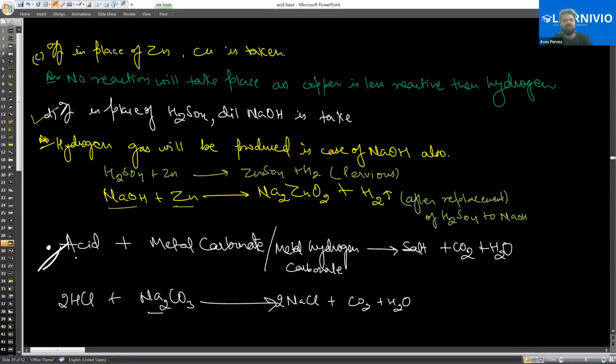We have to write this one: acids can react with metal carbonate or metal hydrogen carbonate. It will give you salt plus water plus carbon dioxide.